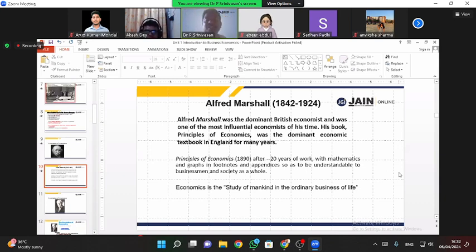Anyway, Alfred Marshall says that wealth is important, and equally welfare is important. That is what he has mentioned very clearly in his statement. Economics is the study of mankind in the ordinary business of life. Mankind is nothing but this welfare. Put very simply, economics is the study of human behavior in ordinary life.